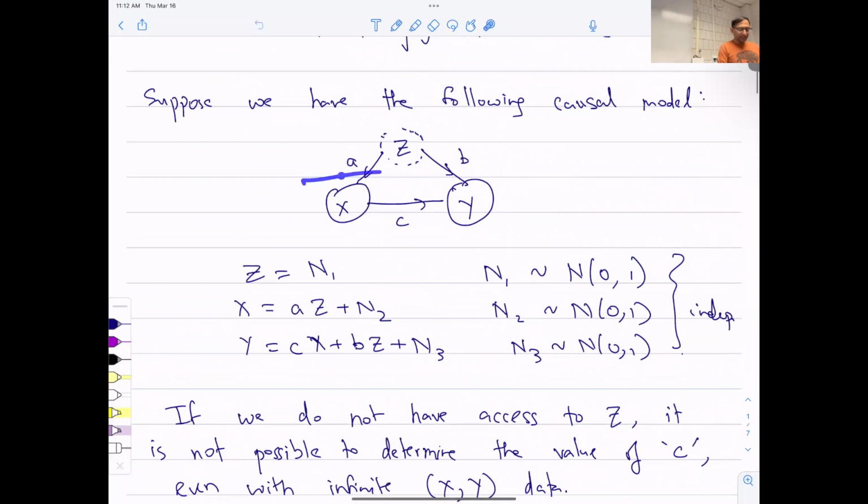So the question is, can I learn the value of C in this case? The answer is no, because there's a latent confounder that affects both X and Y. And we will do this calculation to see that.